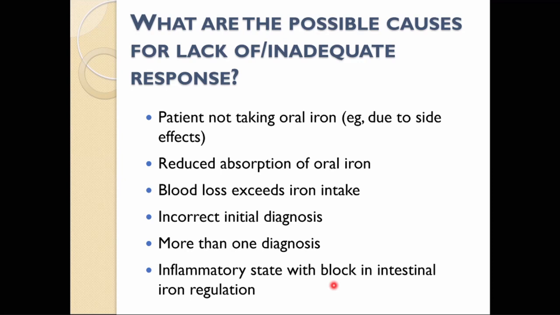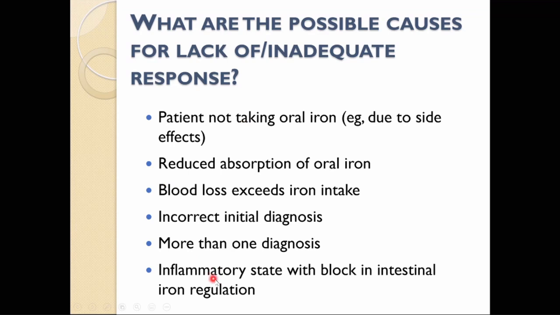Or else the blood loss, her menorrhagia, was not corrected, and the blood loss was in excess of her actual iron intake. Or maybe the diagnosis was incorrect. Or else she has an additional diagnosis. It's not just an iron deficiency anemia. Maybe there is something else that's contributing to her anemia. Or on the other hand, there could be some intestinal problem, right, or an inflammatory state that is inhibiting iron absorption and interfering with iron regulation.